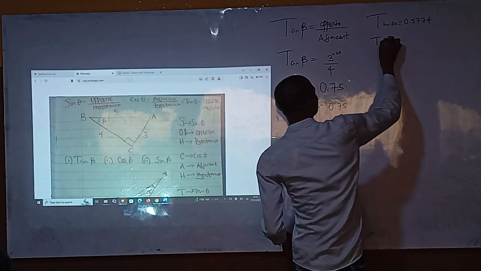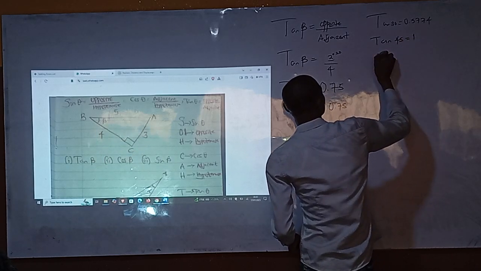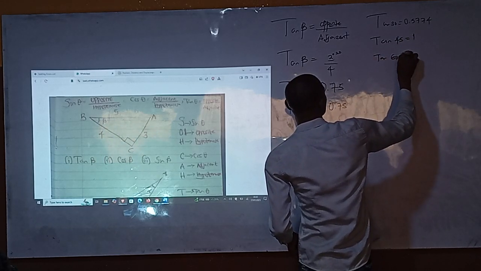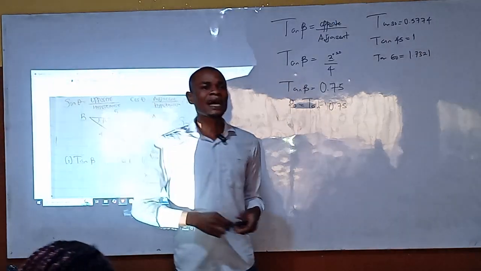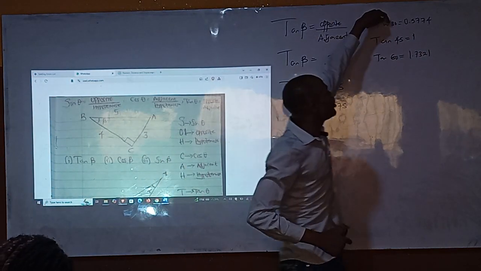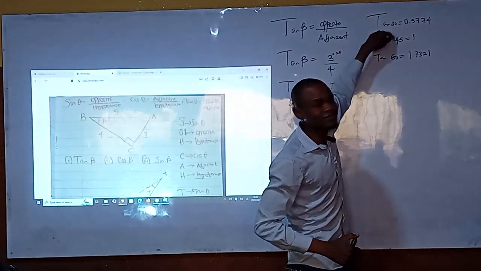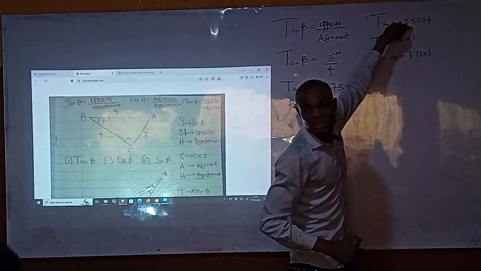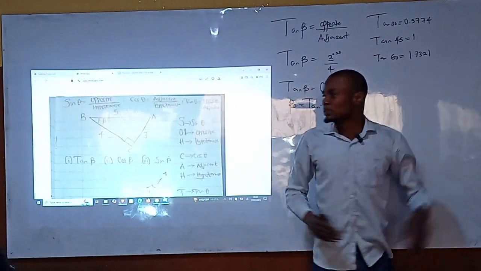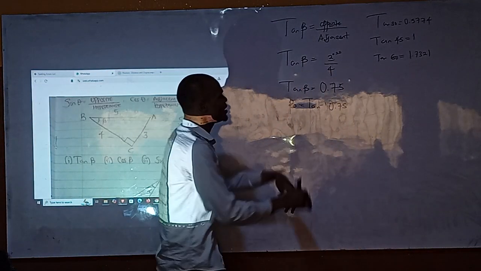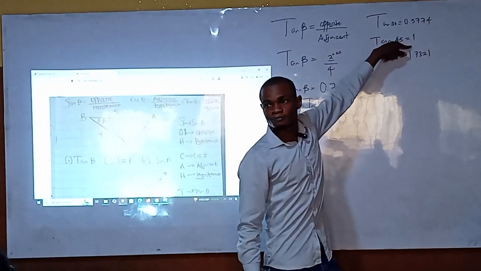0.5774. Tan 45 equals 1. Tan 60 equals 1.7321. What has happened here? When the value of theta, the angle beside the tan, is increasing, what happens to this value also? It is also increasing.